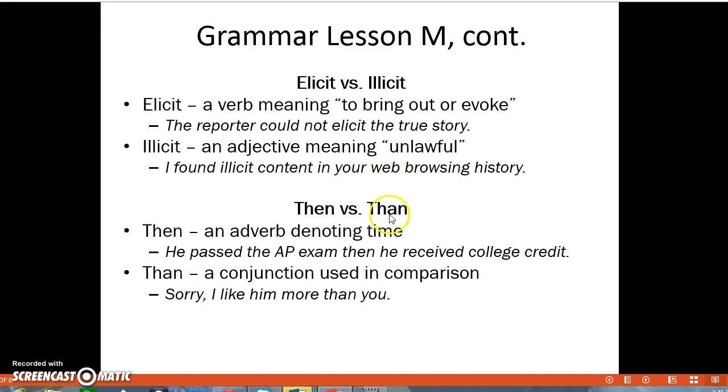Then we have then versus than. Then with an E is an adverb denoting time. He passed the AP exam, then he received college credits. Again, true story. Than is a conjunction used in comparison. Sorry, I like him more than you.